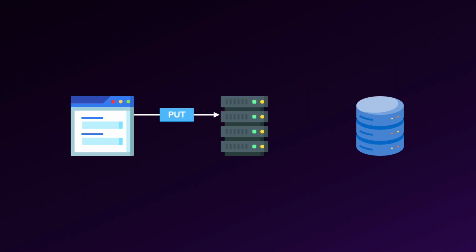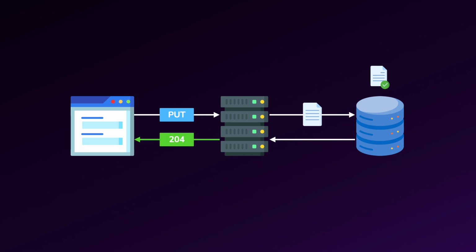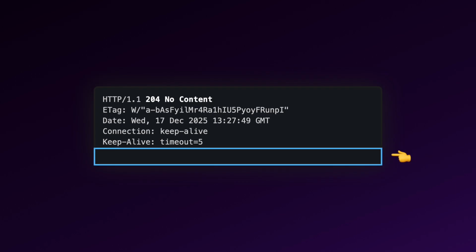Note that in RESTful APIs, for updates made through a PUT request, it is quite common to respond with a 204 no content rather than a 200 or a 201, and not include any data in the message body of the response.